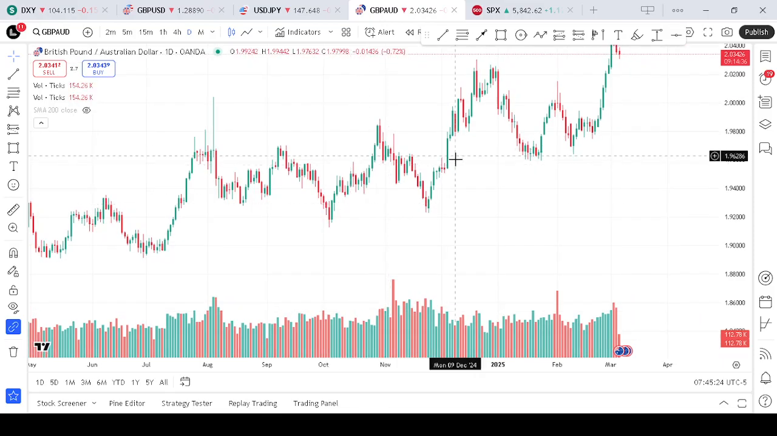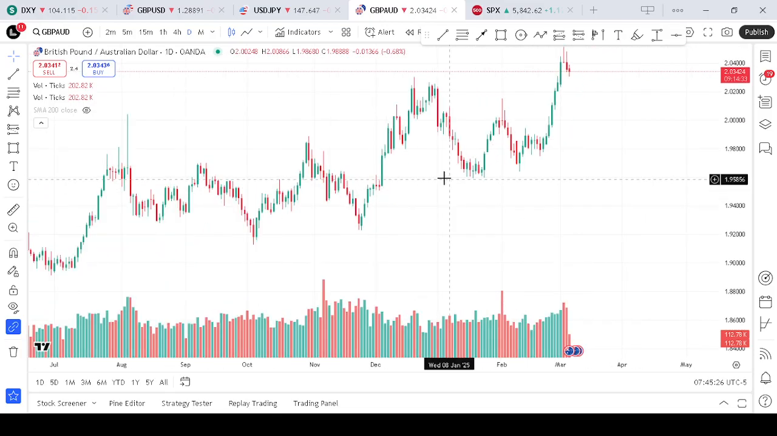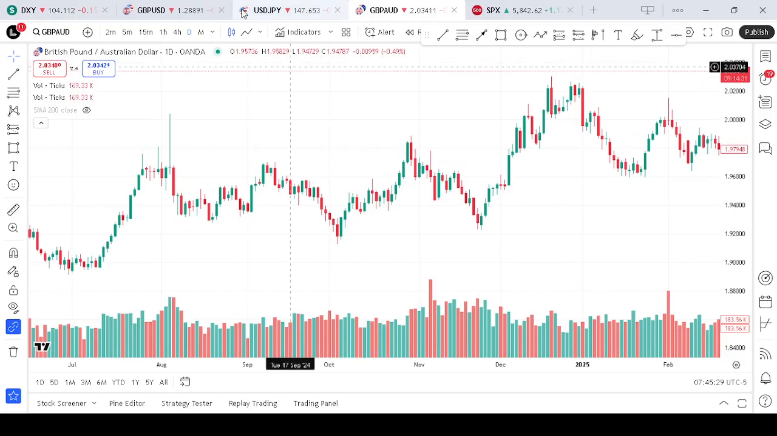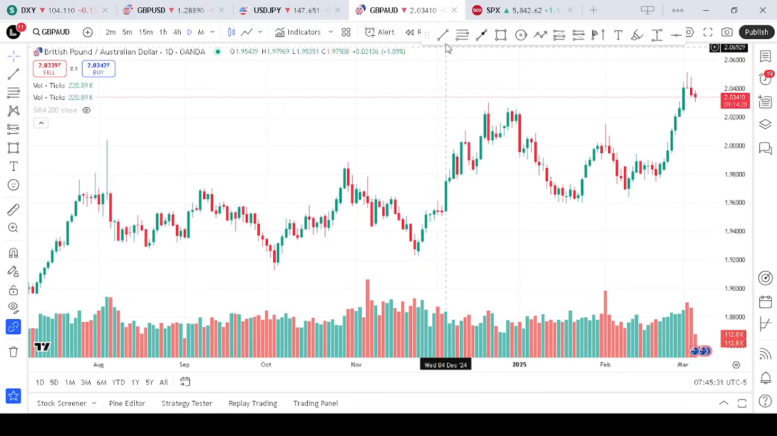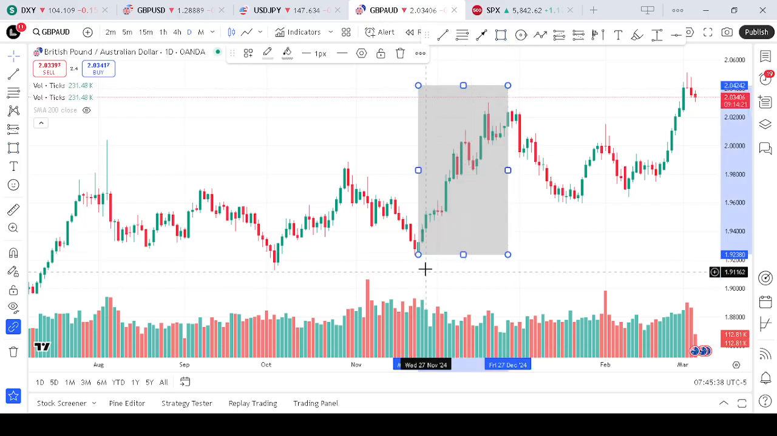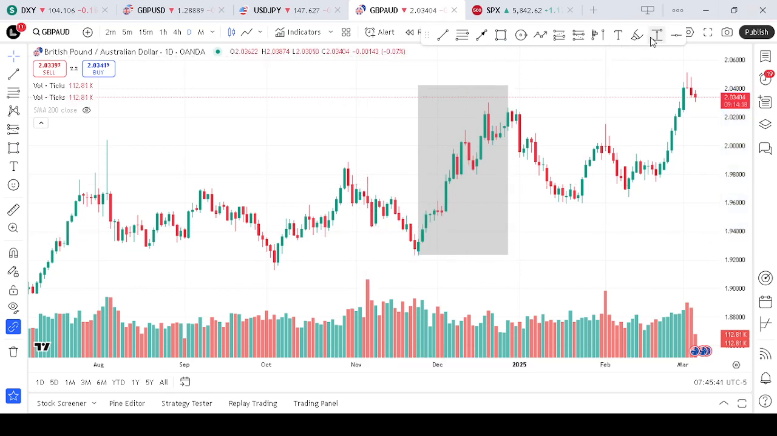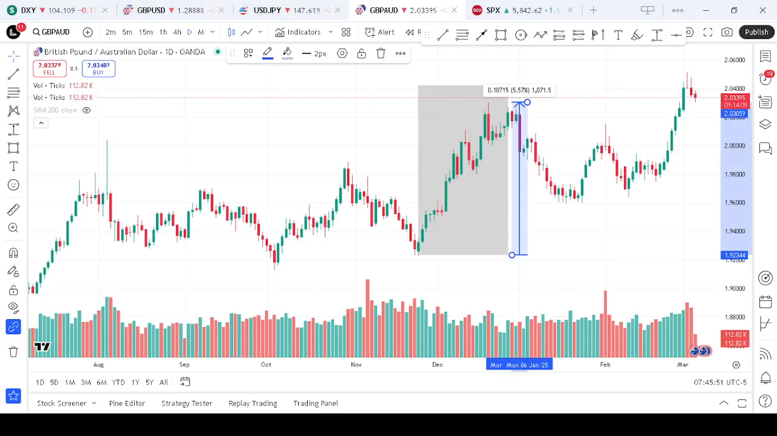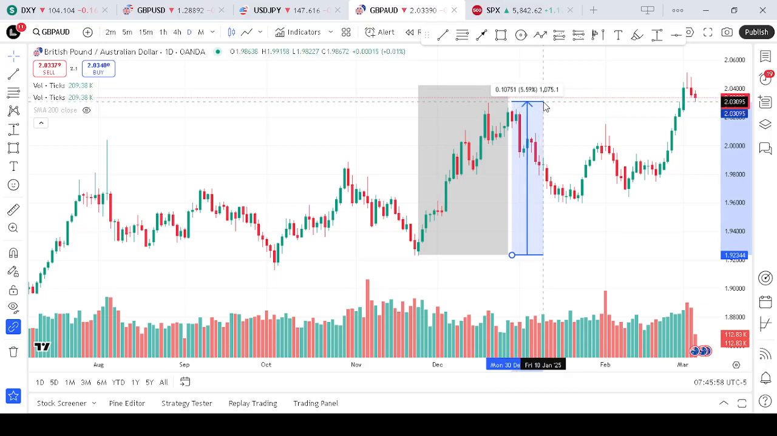As we can see from this chart, this is a daily time frame showing a long-term trading opportunity. In this area, we can see price move a total distance of approximately 1071 pips. This is the price movement for this range.